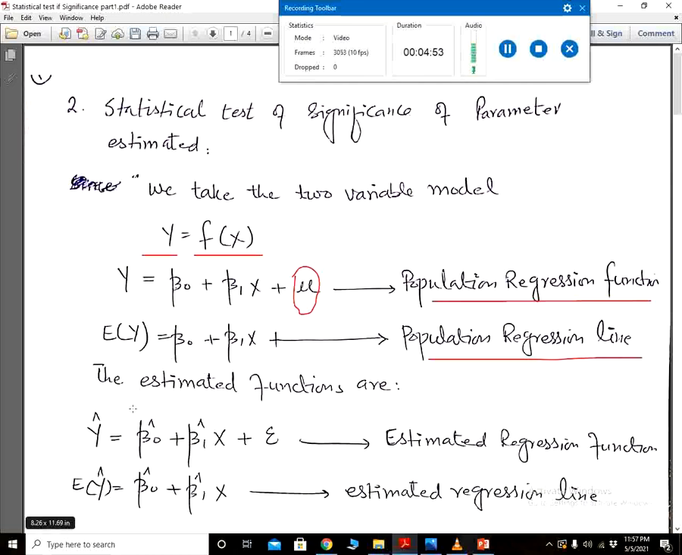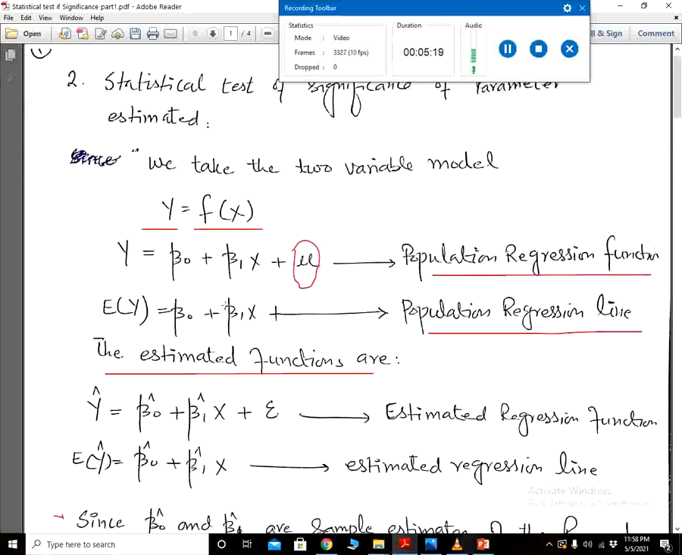We estimate the coefficients beta naught hat and beta 1 hat for the beta naught and beta 1. To assess the values of beta naught and beta 1, we estimate them through beta naught hat and beta 1 hat. We use beta naught hat and beta 1 hat to estimate the values of the population parameters beta naught and beta 1.